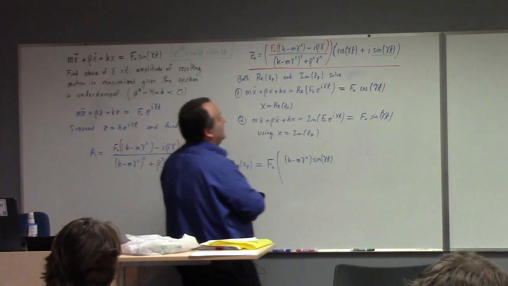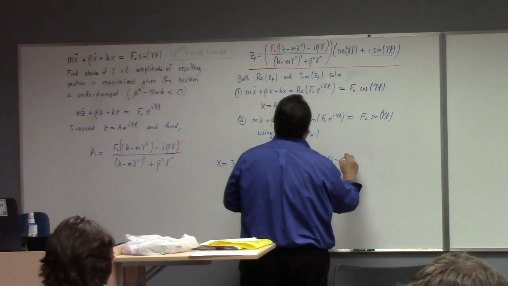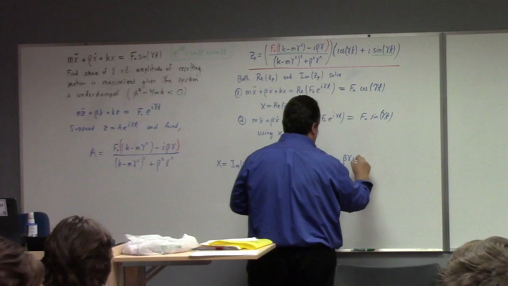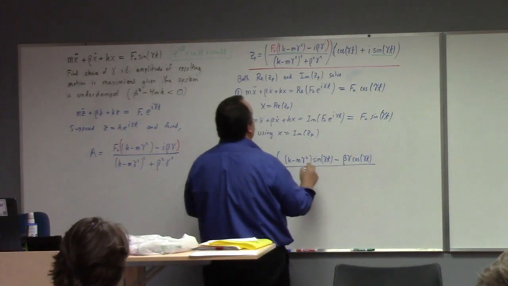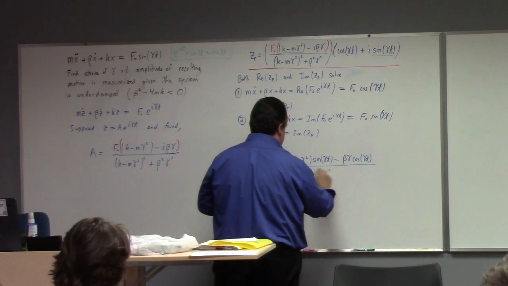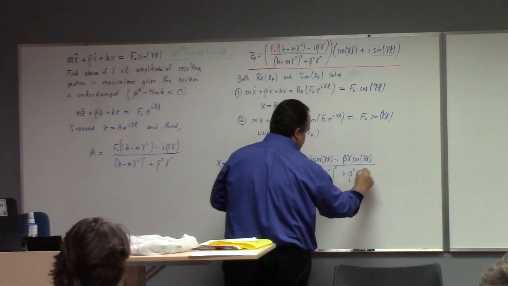All right? And then minus, looks like a minus beta gamma cosine gamma t, all divided by that big old denominator, k minus m gamma squared, plus beta squared gamma squared.